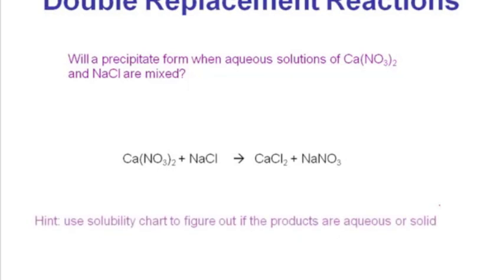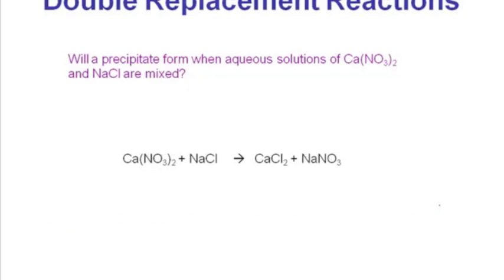So your equation should look like this, where the cations switch spots. Okay? And when I do that, I have to make sure that my charge is balanced to 0. So calcium, again, is 2 plus. Chloride is minus 1. I need 2 of these, so that's why I have this there. Sodium is plus 1. Nitrate is minus 1. So therefore, I have no parentheses and no subscripts.